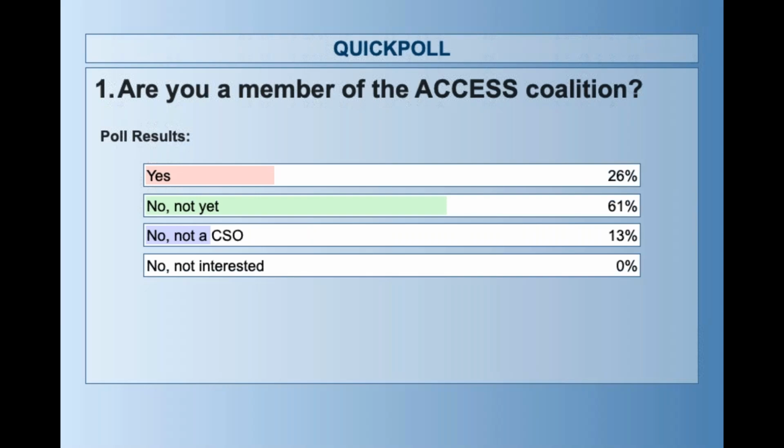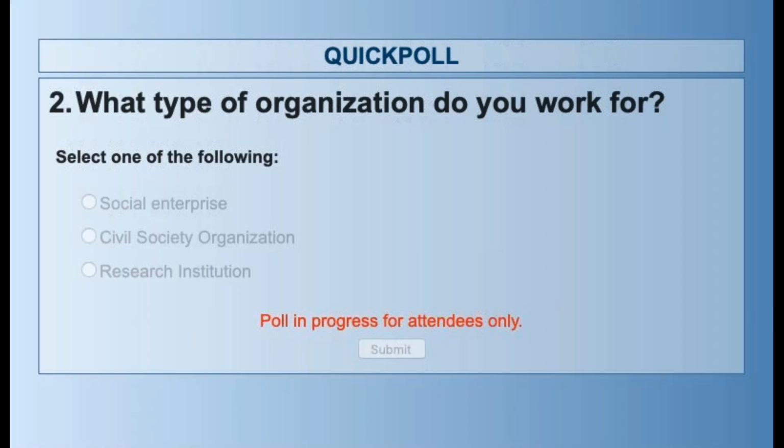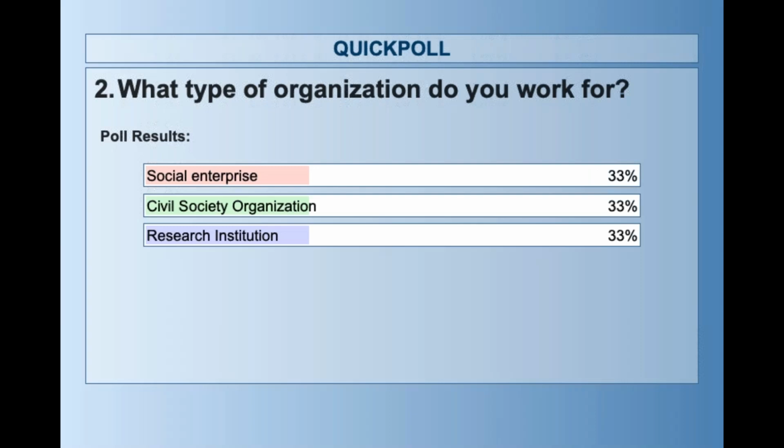Now we'll launch one more poll on the screen, and you should see a second question popping up. Please tell us, what kind of organization do you work for? Is it a social enterprise, a civil society organization, or a research institute? We will leave the poll open for 2 more seconds, and now we'll close it and display the results. Superb. We have an even distribution, with 33% from civil society, and the same from social enterprise and research institutions. Thank you.